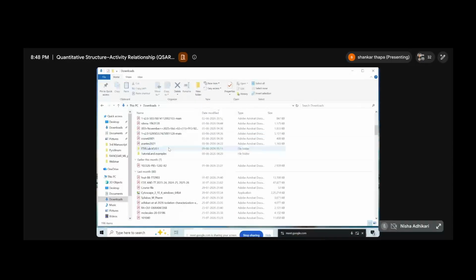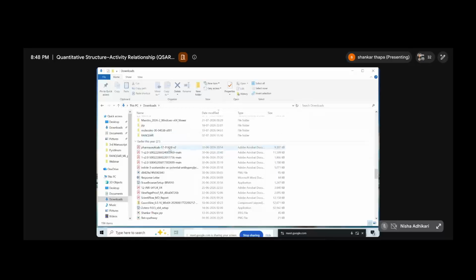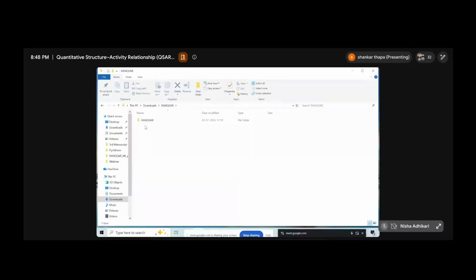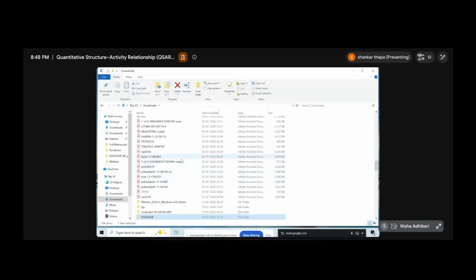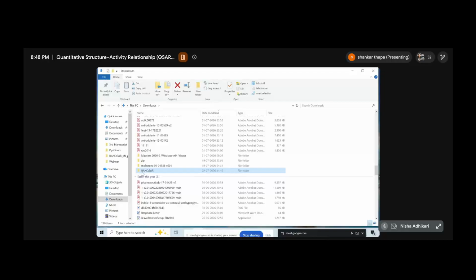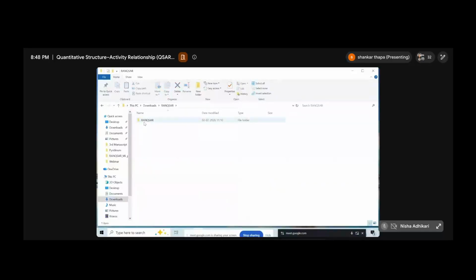Let me show you. I downloaded it a long time ago. This is the file you will get. The software name is RunQSAR. I think the developer is from India. It's a new software, and it is based on machine learning and AI. These types of things you will get, and then you just open it.